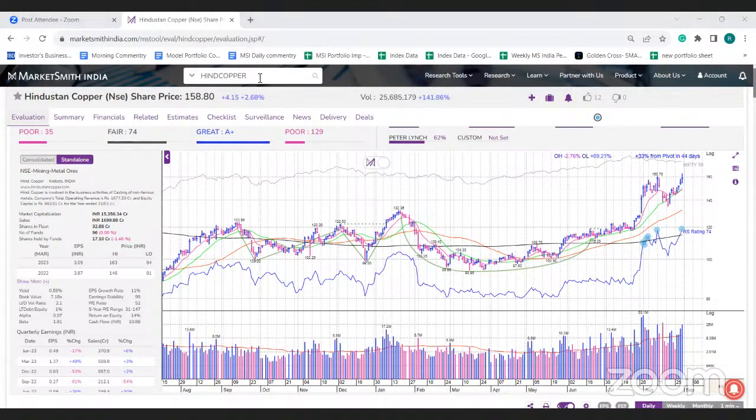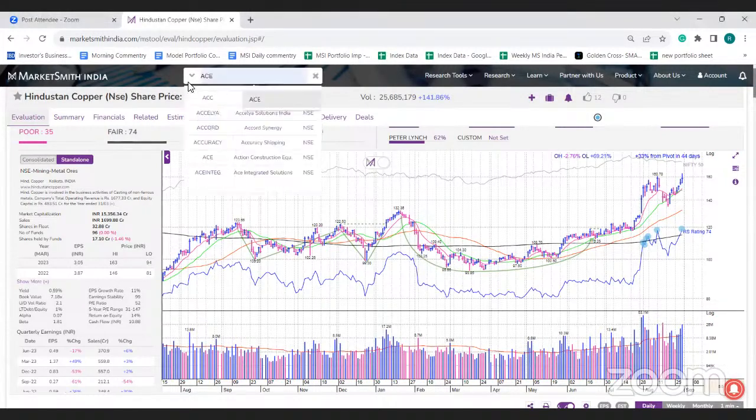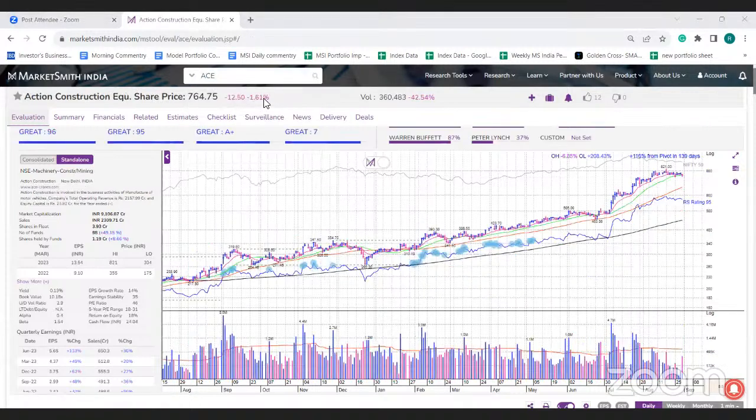Okay, there is one on ACE. We have discussed this many times, and it's an excellent story. It's a super play for India's infra growth story. Look at the earnings, the revenue growth. It tells everything about the momentum with which it is running.